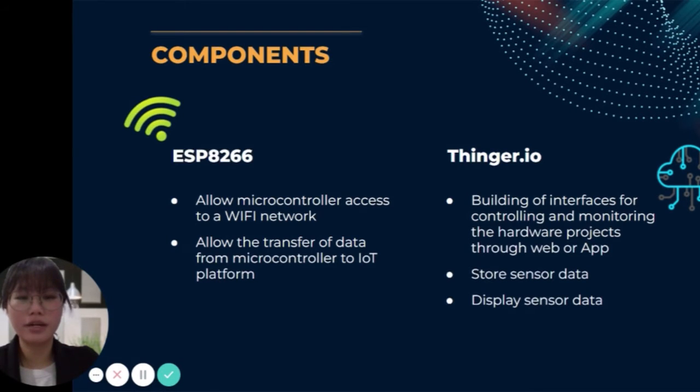ESP8266 is a Wi-Fi module that allows the microcontroller access to a Wi-Fi network. It allows the transfer of data wirelessly from the microcontroller to the IoT platform.